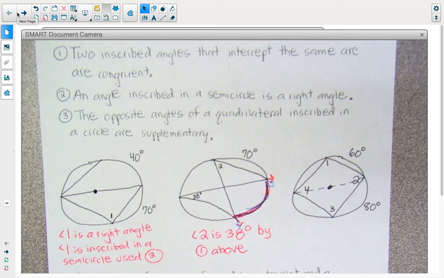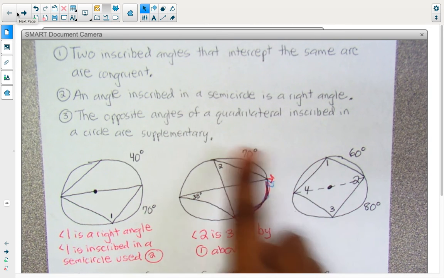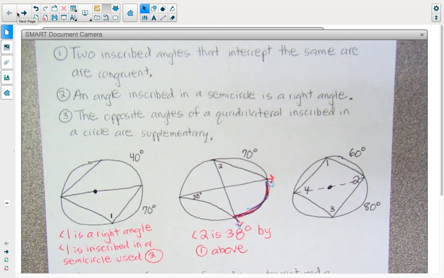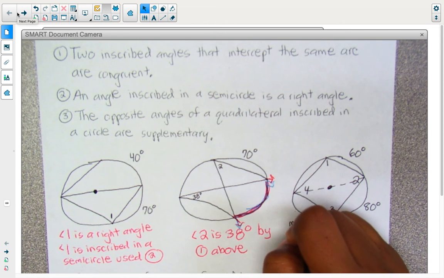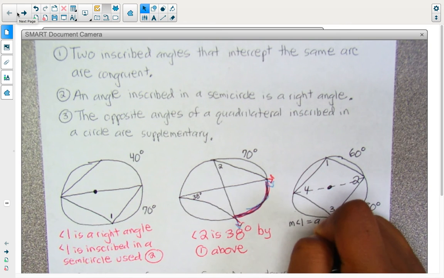And the last one, let's see what we have going on here. I see that I have a quadrilateral. It's leading me to number 3 already because I have a 4-sided figure, a quadrilateral inscribed inside of a circle. So it lets me know that some of my angles are going to be supplementary. Supplementary means they add to 180 degrees. So let's start with something that I know. I know the measure of angle 1 is 90 degrees.